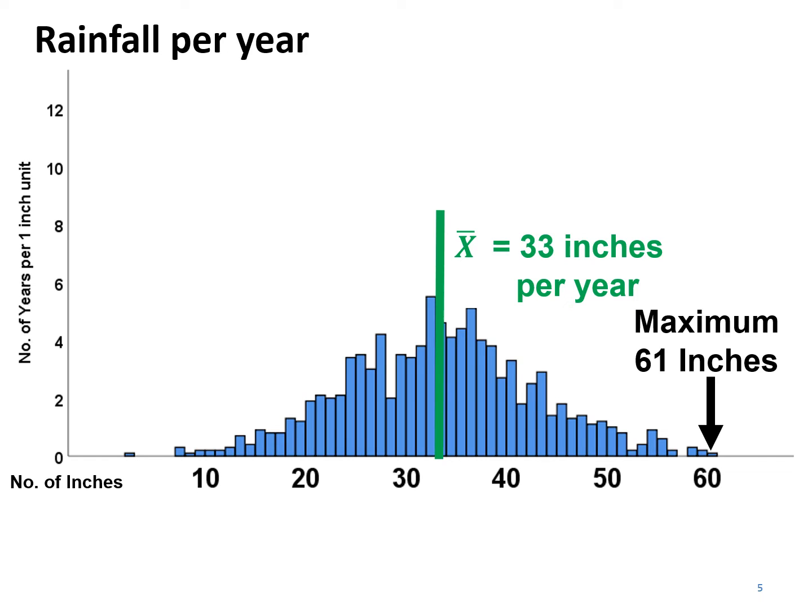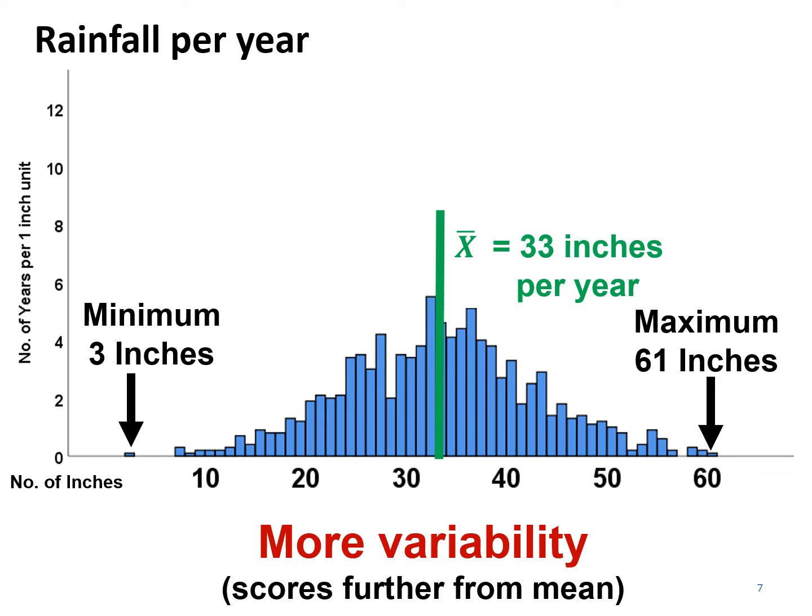In this place, the maximum rainfall one year was 61 inches. So in this year and some other years, rainfall was enormous and flooding occurred. In this same place, the minimum rainfall one year was 3 inches. That must have been a dry year, and the crops must have died in the field for a lack of water. We say that in this place, the rainfall had more variability.